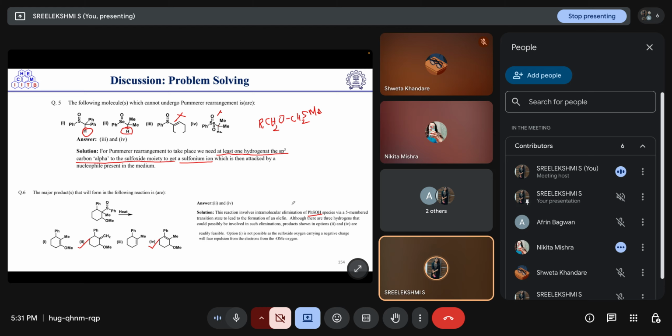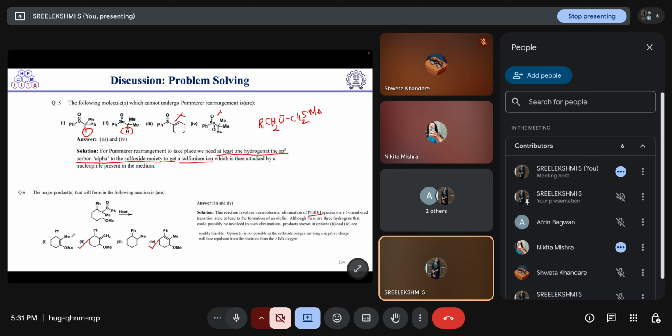So that is the first thing we can do. Then we have to see, from the other three options, out of our knowledge, which can be the favorable one. Here, as we have mentioned, option one is not possible, as the sulfoxide oxygen carrying negative charge will face repulsion from the electrons of the OMe oxygen.